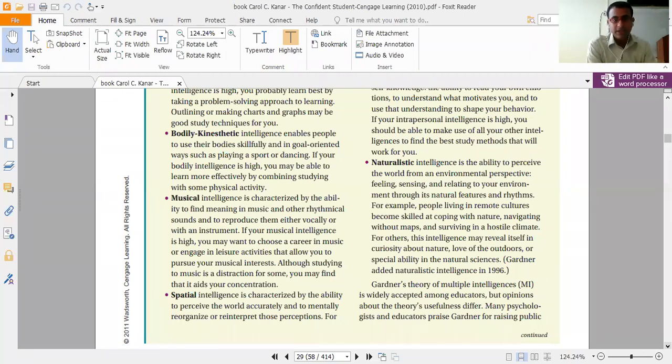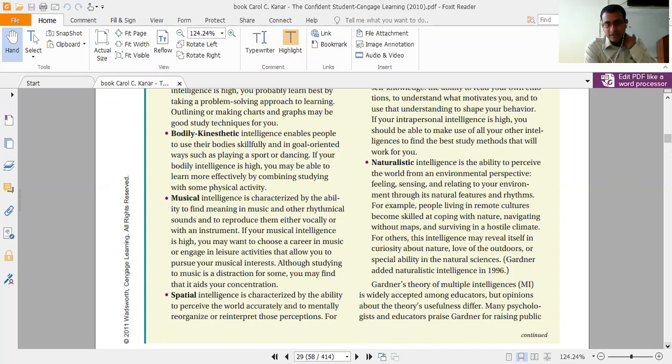Then there is musical intelligence. It is characterized by the ability to find meaning in music and other rhythmical sounds and to reproduce them either vocally or with an instrument. So all the people cannot play the guitar, musical instruments. Only a few people have got intelligence in it and they work hard to get this ability. They can perform well with musical intelligence. If your musical intelligence is high, you may want to choose a career in music or engage in leisure activities that allow you to pursue your musical interests. Although studying to music is a distraction for some, you may find that it aids your concentration.